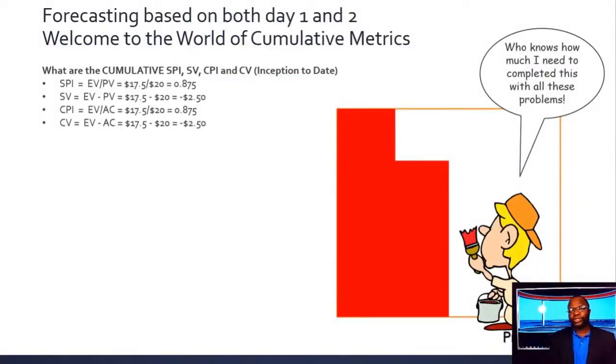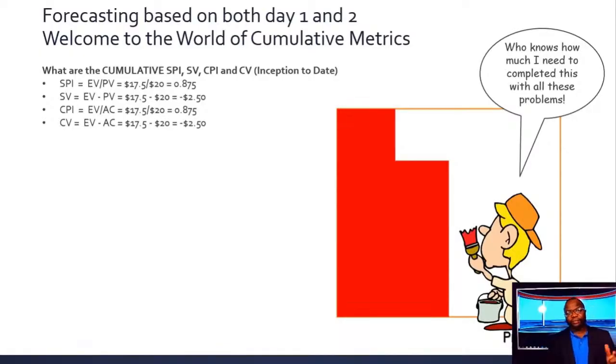So what I'm showing you right now, I've already done the maths for you. I've done SPI, CPI, CV, SV, cumulative, day 1 and day 2. There's not enough time for me to quiz you on that, but I hope you get the picture. If you look at day 1 and day 2 together, the PV is 20, right? The AC becomes the addition of day 1 and day 2, 20 as well. The EV becomes 10 plus 17.5, and you get these.